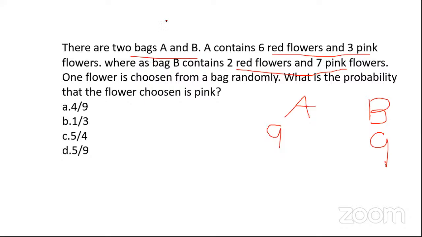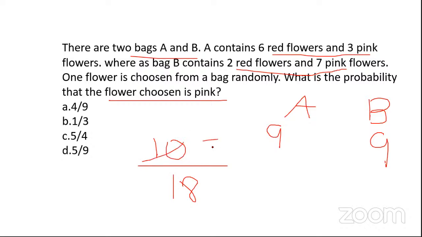One flower is chosen from a bag randomly. Total 9 plus 9 is 18, and this should be in the denominator. They're asking, what is the probability that the flower chosen is pink? How many pink flowers do we have? 3 here and 7, so 7 plus 3 is 10. You can cancel this by the 2 table. 2 5s are 10, 2 9s are 18. So the answer is option D, the fourth option.